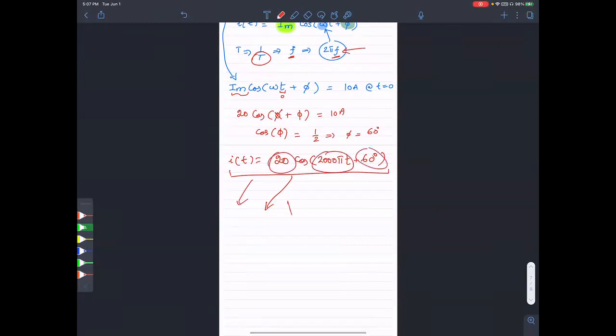What you want to remember is Vm, omega, and phi are the characteristics of the sine wave. Vm represents the peak value, omega represents the angular frequency, and phi represents the offset at time t equals 0.